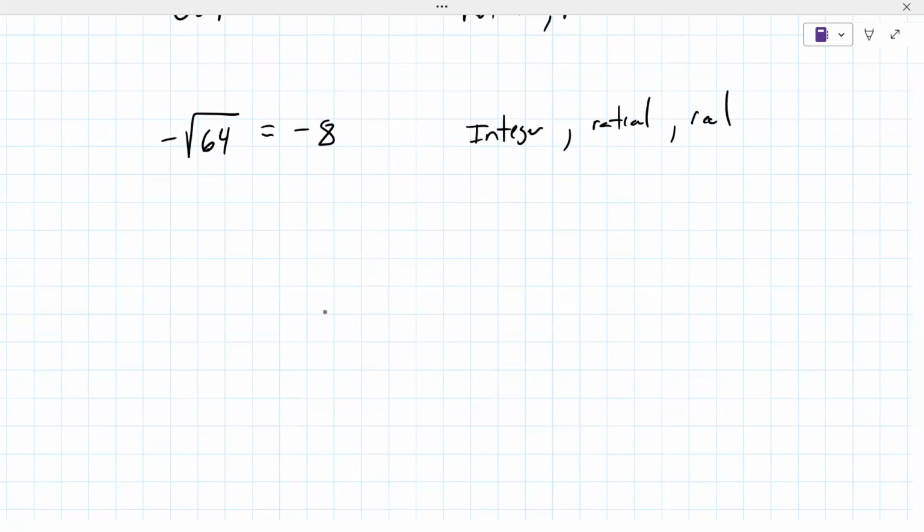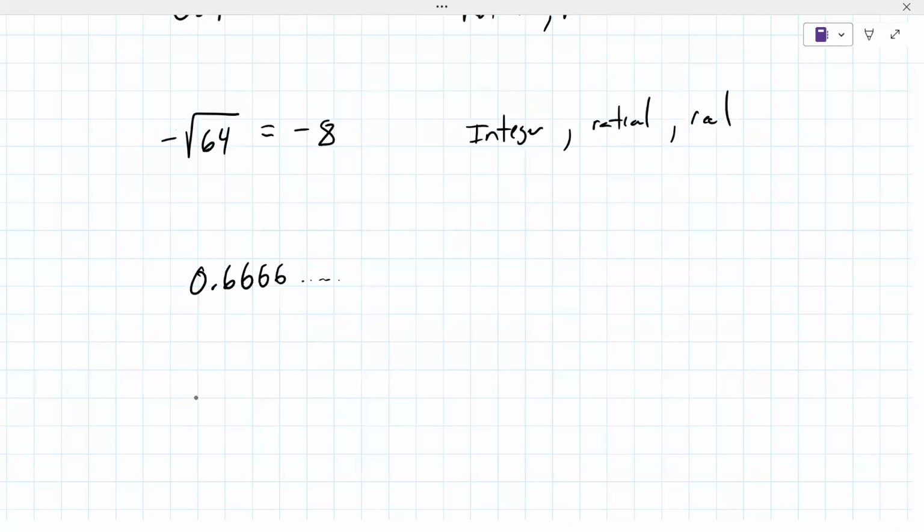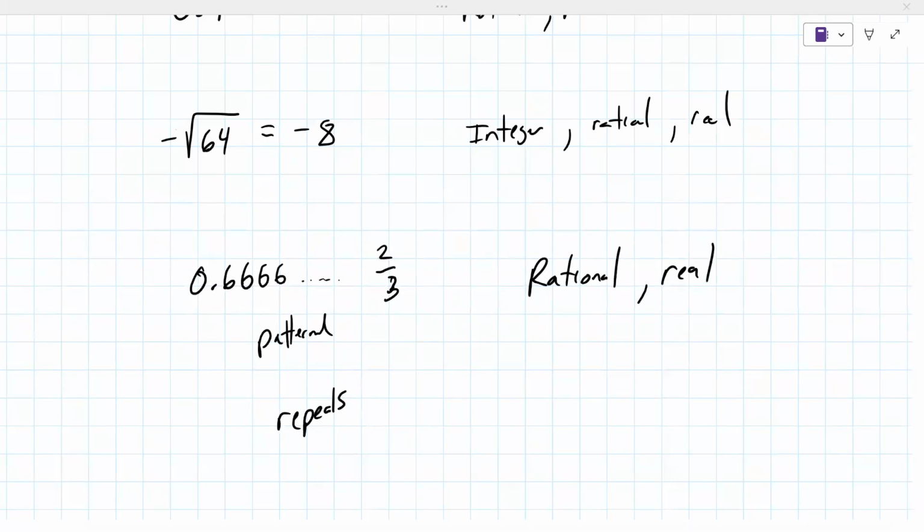What else might they give you? So here's another one. They might say 0.6666, like that. Yeah, that is an irrational number. Did you say rational or irrational? Irrational. So the thing is, because the pattern repeats, it's patterned. It's really 2/3. Now, I don't know if you're supposed to know that, but you're supposed to know that it repeats. And if it repeats, that makes it rational. And real. Okay.